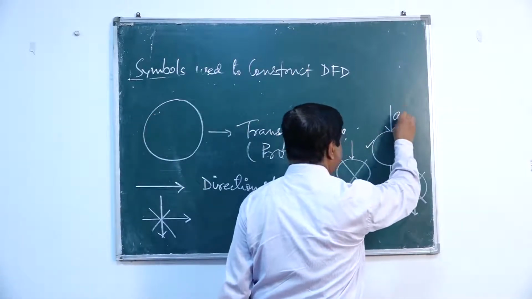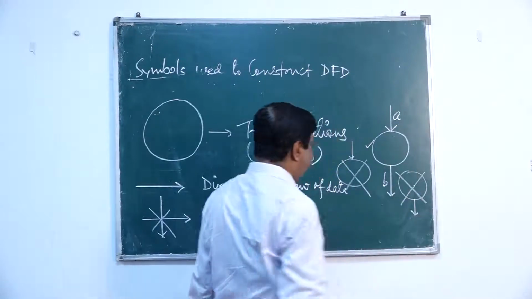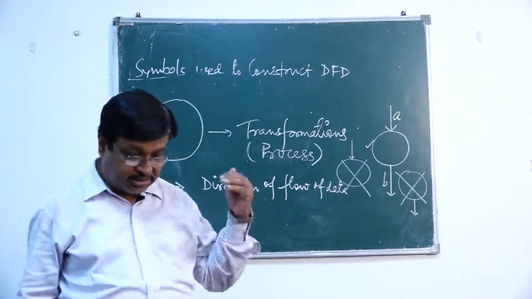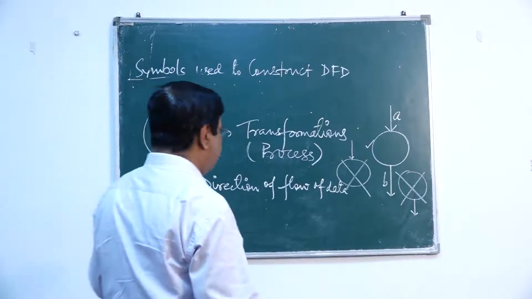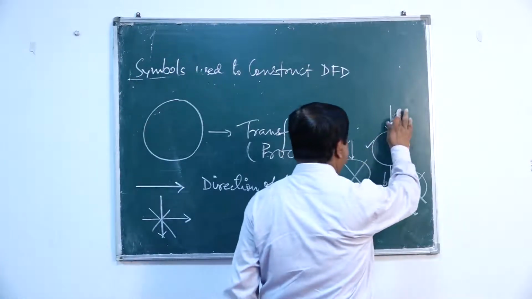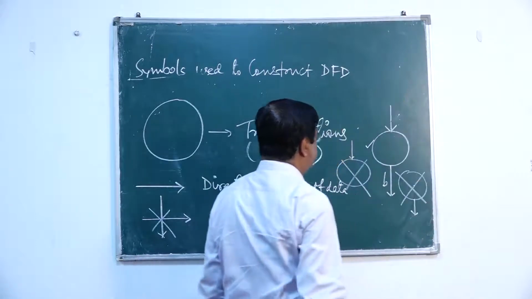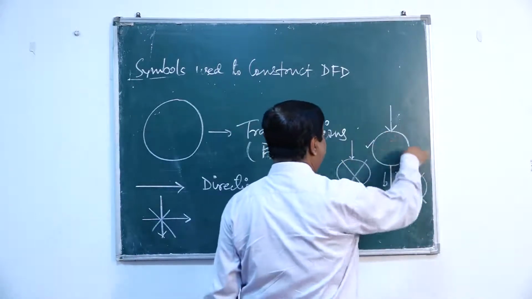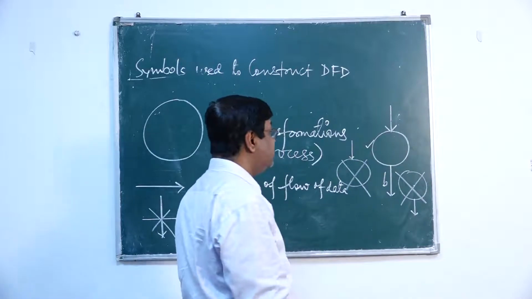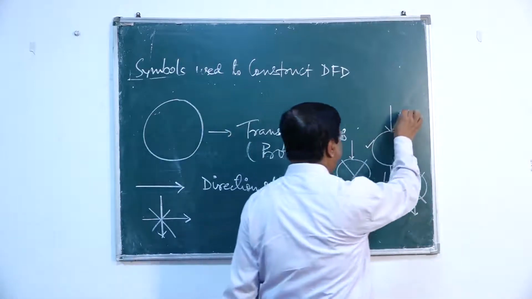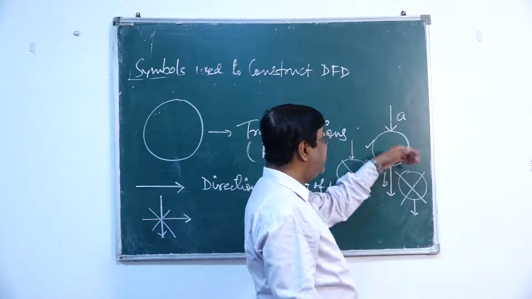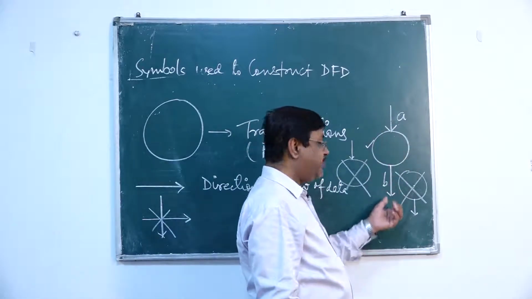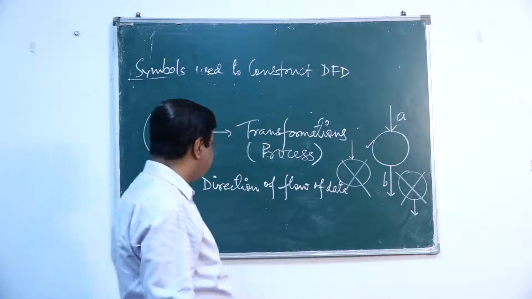It must be labeled. Labeled means these arrows must show something is flowing. So if we don't write anything here, then what does it show? What is entering into this process? We can't show. So necessarily we should write something here that shows A is being input into this process and B is being output of the process.